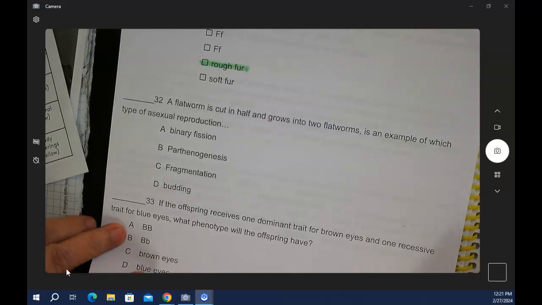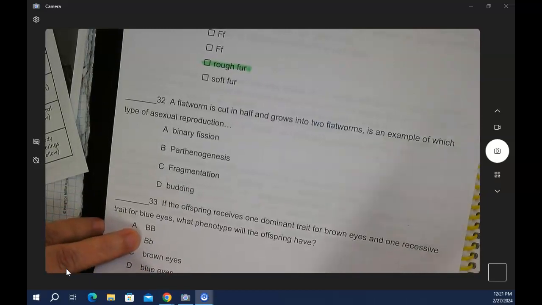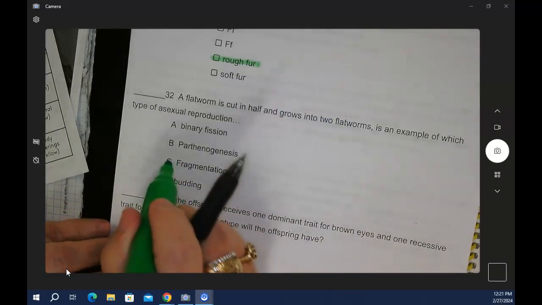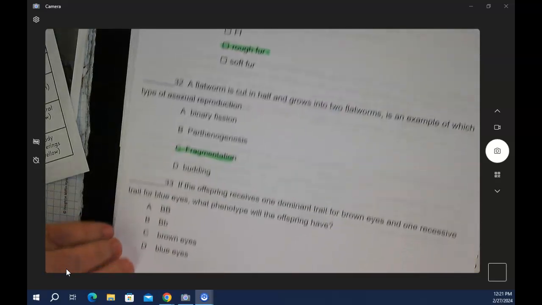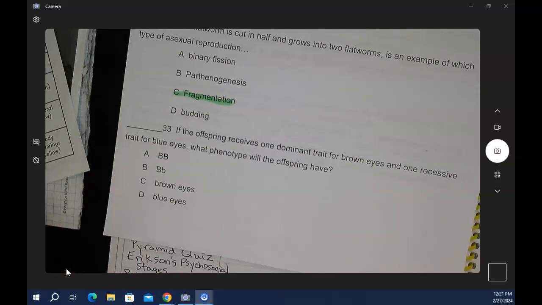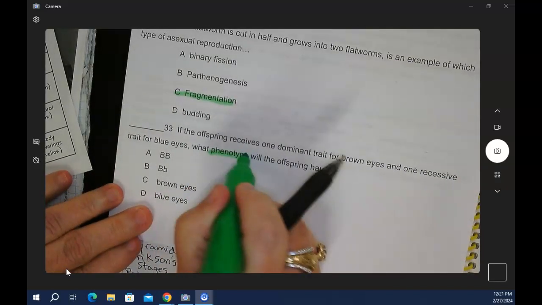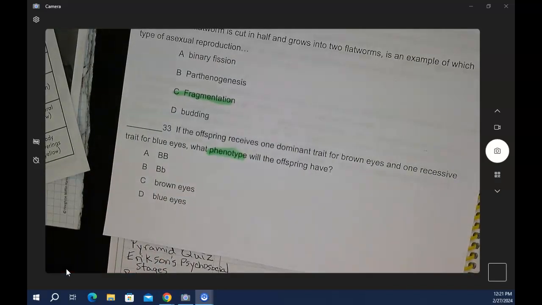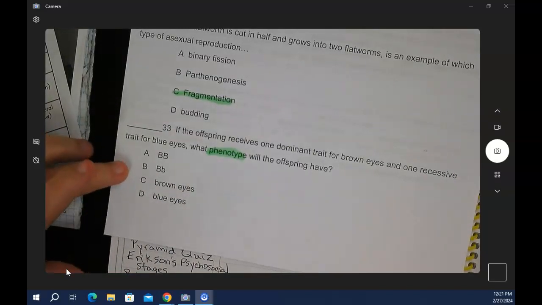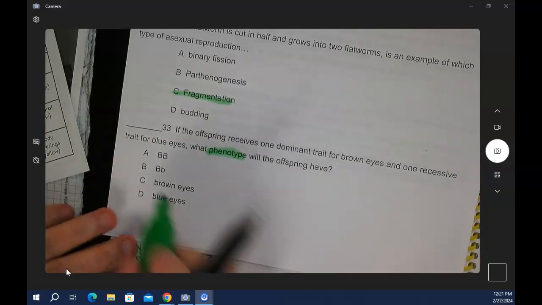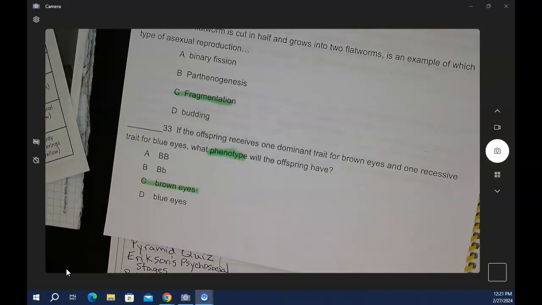A flatworm is cut in half and grows into 2 flatworms. This is an example of which type of asexual reproduction? I have a fragment of a worm. Fragmentation. If the offspring receives 1 dominant trait for brown eyes and 1 recessive trait for blue eyes, what phenotype will the offspring have? Most people that missed this picked capital B, little b, because that's the genotype. But it will actually be brown eyes. That's what you see when you look at it.